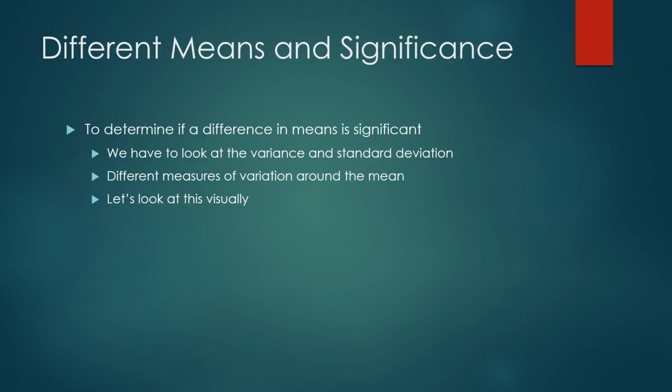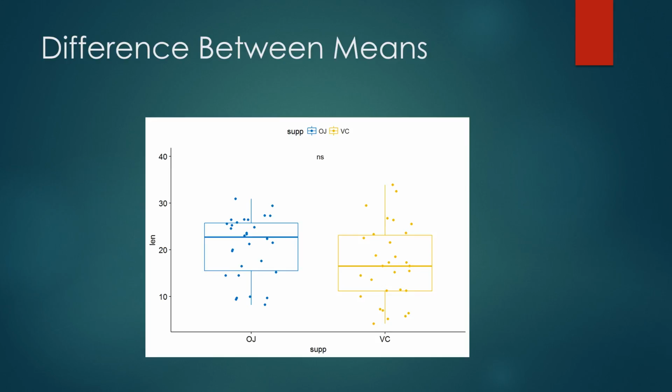So let's look at this visually. In the example that I'm showing you, on the left side, you have the blue collection of data points. And on the right side, you have the yellow collection of data points. If you look at it, let's imagine that the thick line in the middle of the box, or inside the box, is actually the mean.